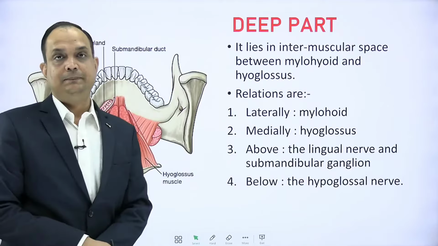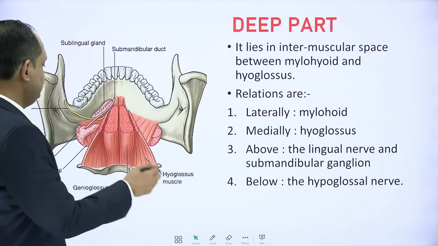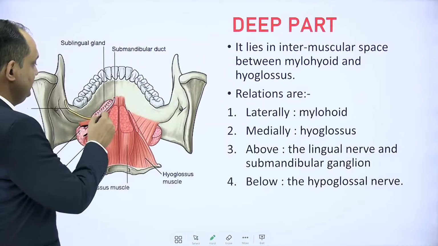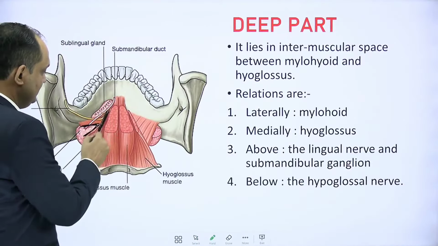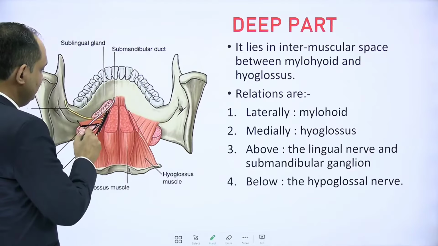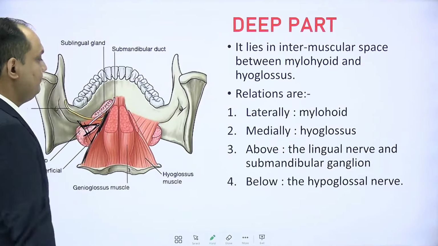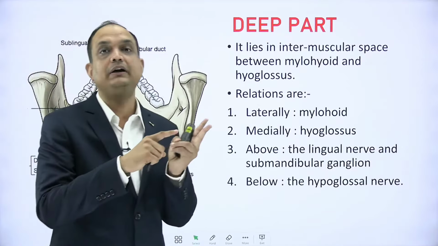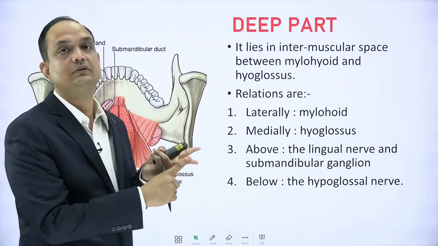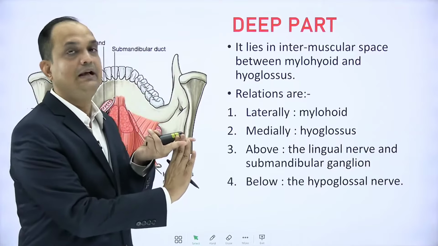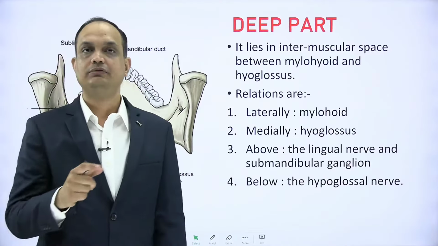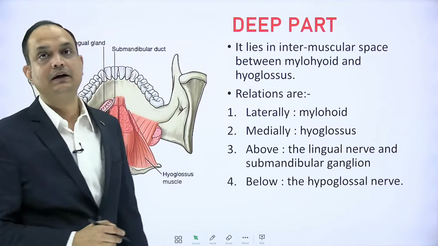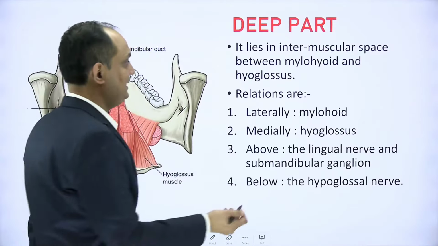Now what about the deep part? It is easy to understand that this is the deep part, and this deep part is present between two muscle layers. One here is the hyoglossus, and the other muscle here is the mylohyoid. So there is a gap between the two muscles, mylohyoid on the lateral side and hyoglossus on the medial side, and between them you have the deep part of the submandibular gland. So when you have the deep part, what are the relations laterally?